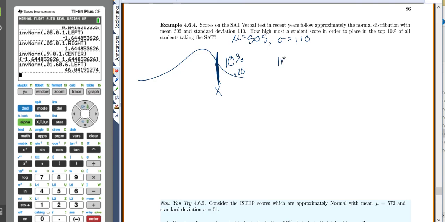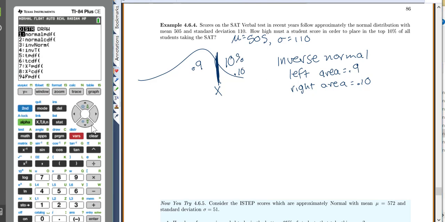So again, we're going to use our inverse normal function. Okay. And you can either do a left area or a right area. If you do a right, our area equals 0.10. If you want to do a left, if you have 0.10 to the right, then that would be 1 minus that, or 0.9 to the left. So just depending on which calculator you have, you can do a left or right area.